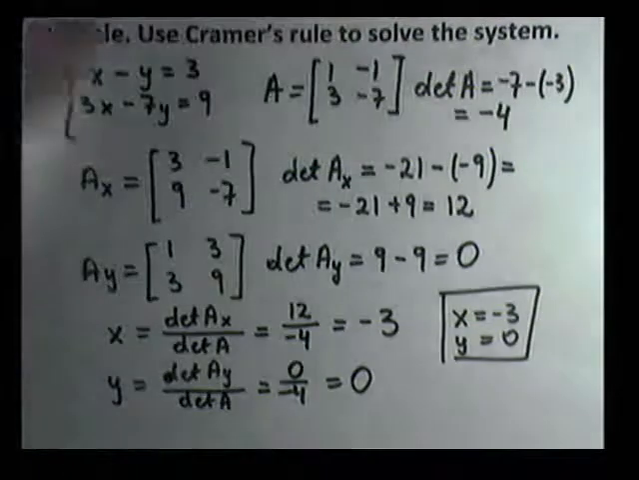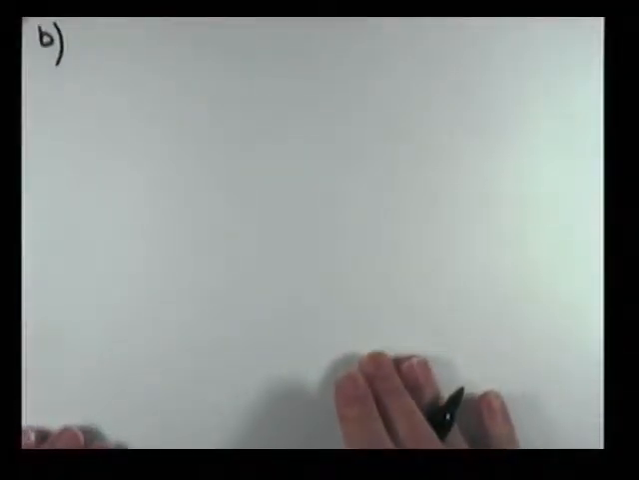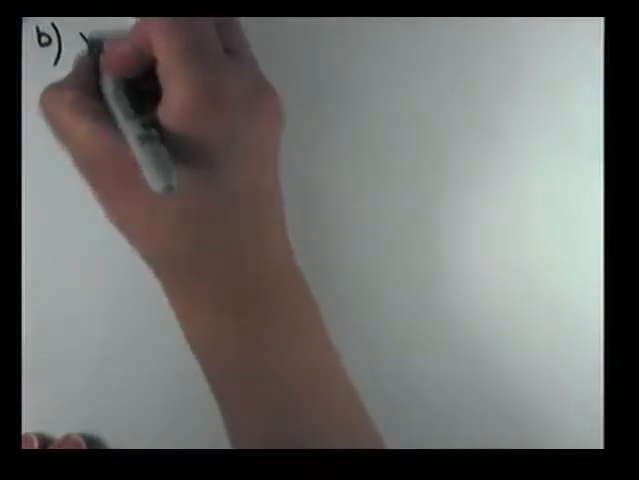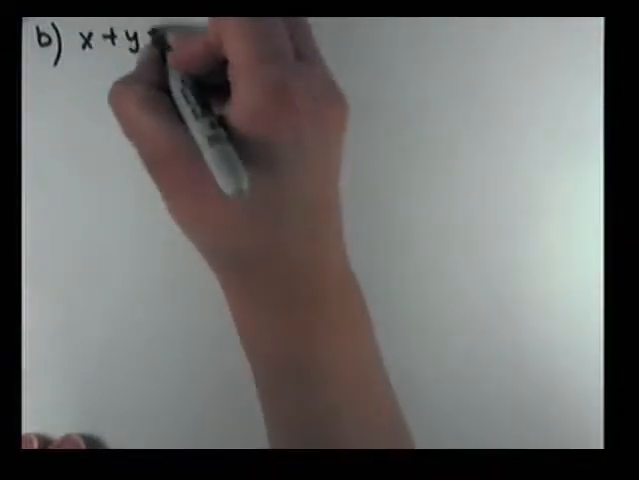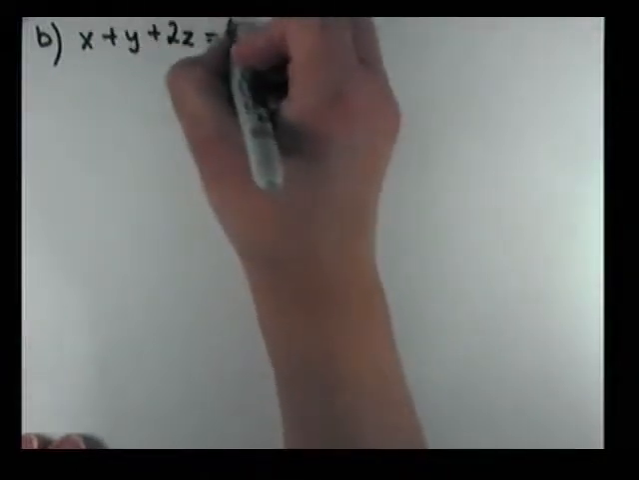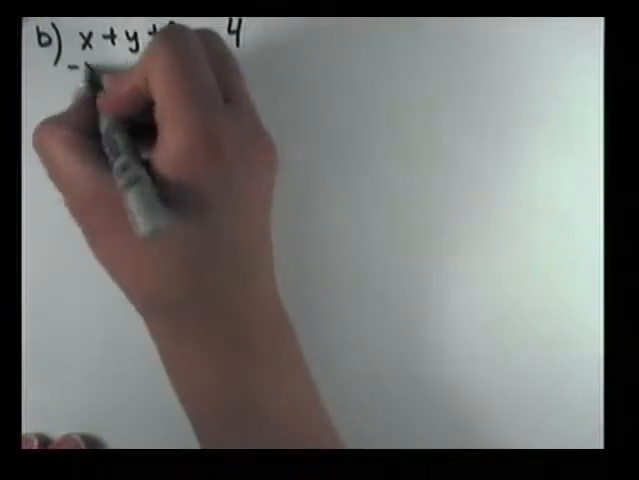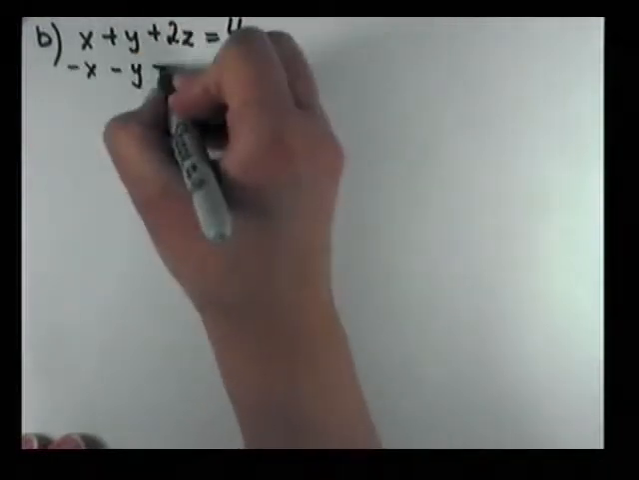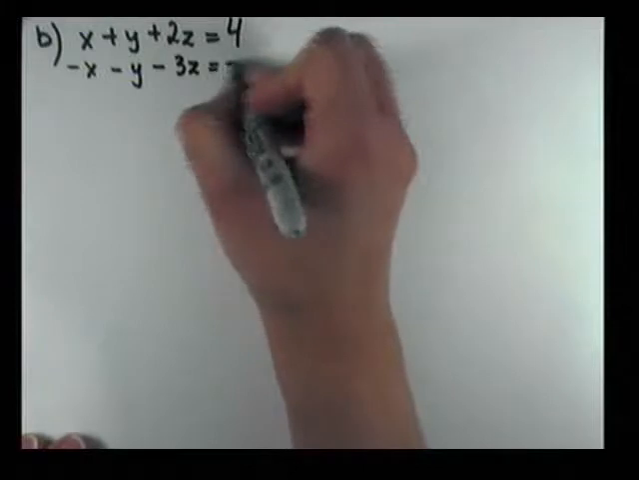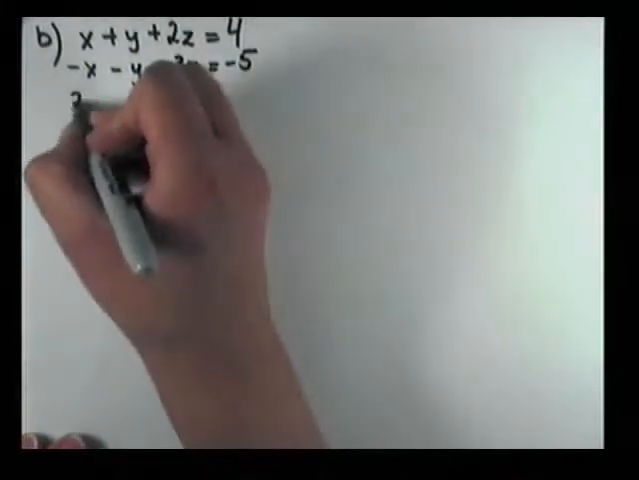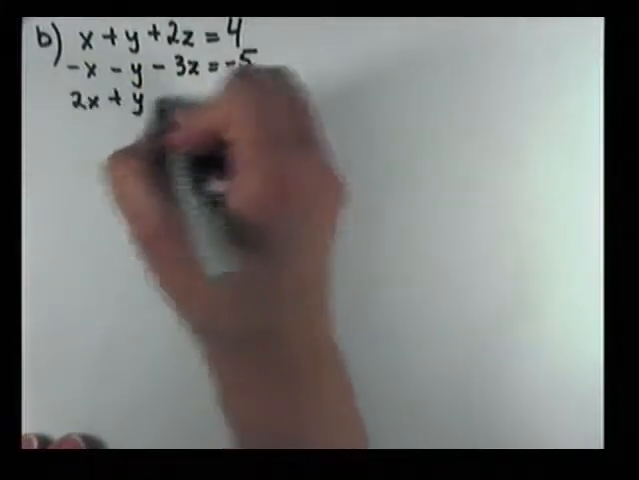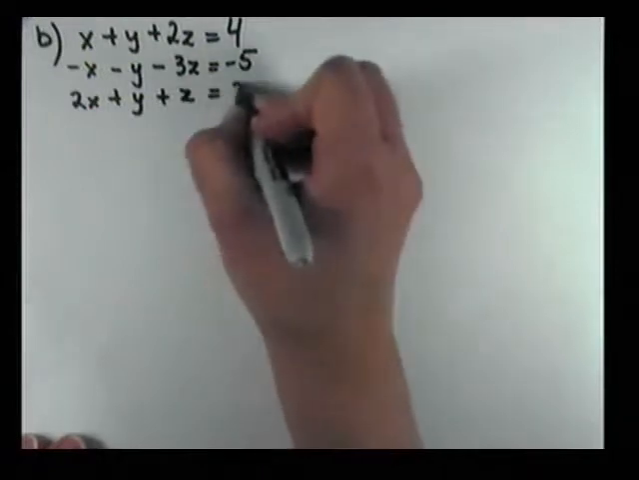One more example using Cramer's rule. So we have example B. Okay, we have x plus y plus 2z is equal to 4, minus x minus y minus 3z is equal to minus 5, 2x plus y plus z is equal to 2.